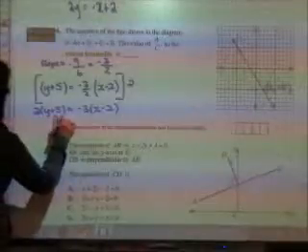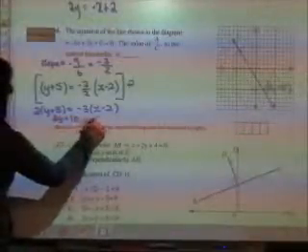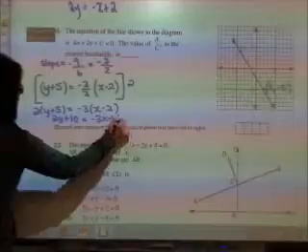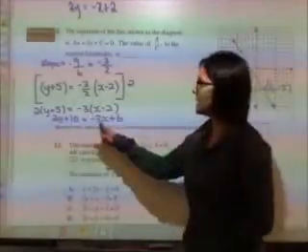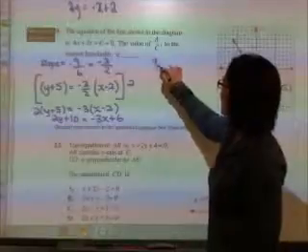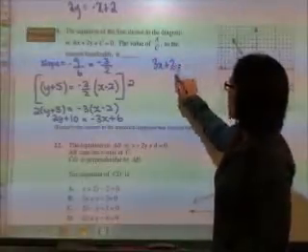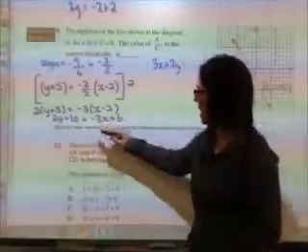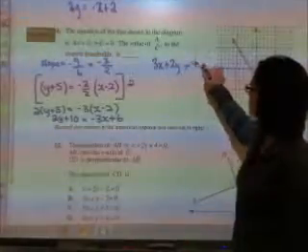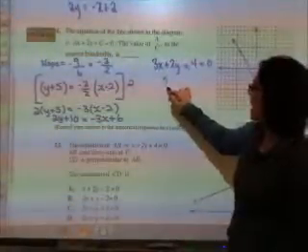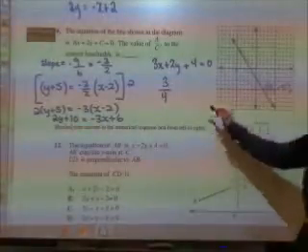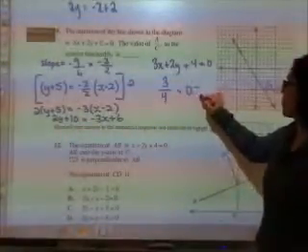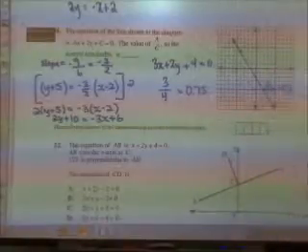So now I have 2y plus 10 equals negative 3x plus 6. I'm going to move the 3x and the 6 to the other side. So I get a positive 3x, a positive 2y, and a positive 4. So then a over c is equal to 0.75.